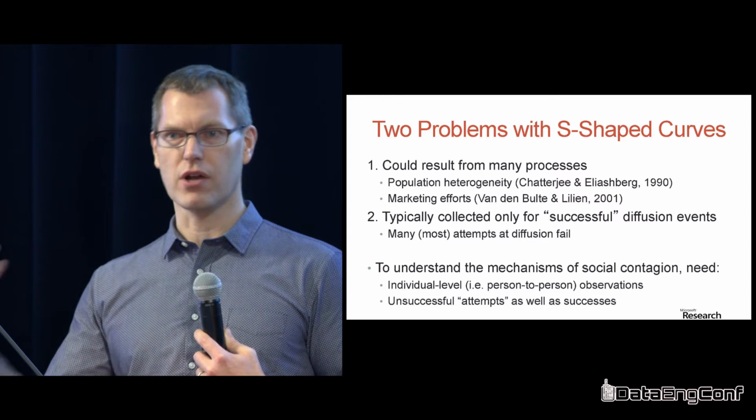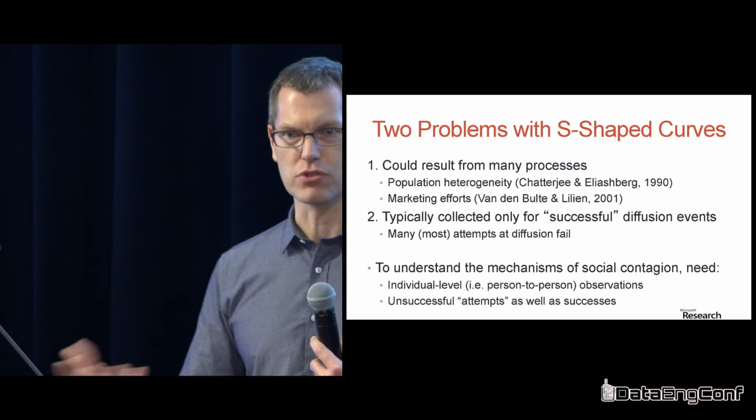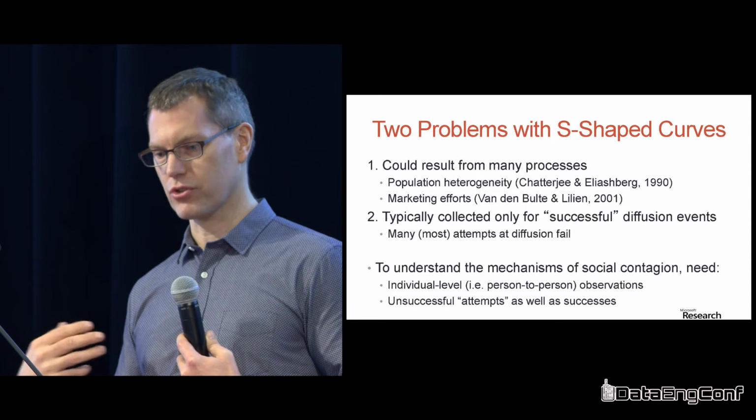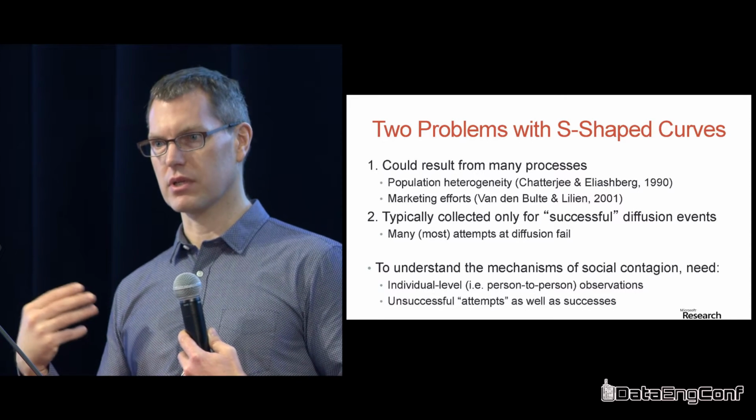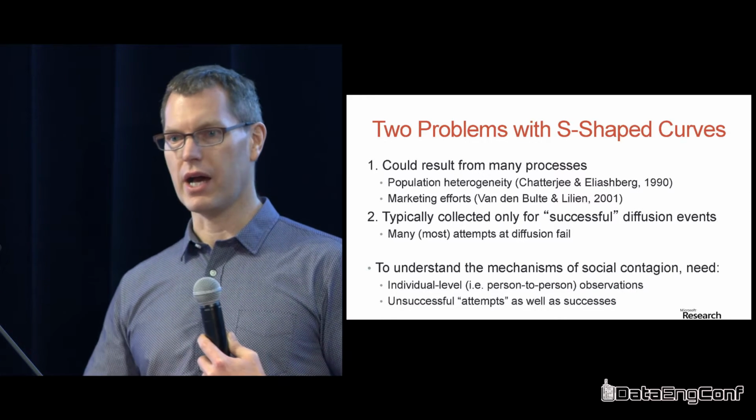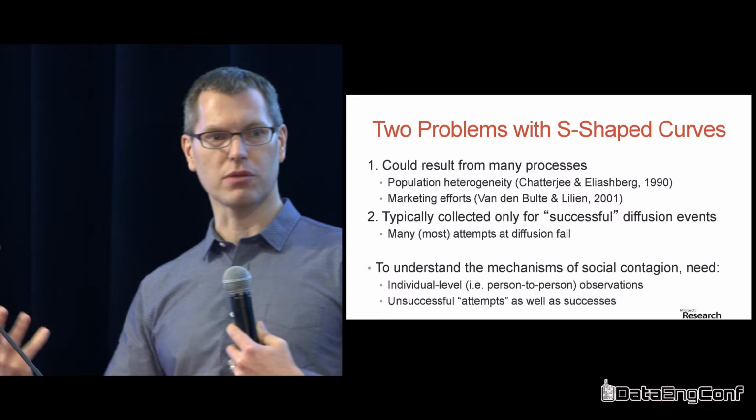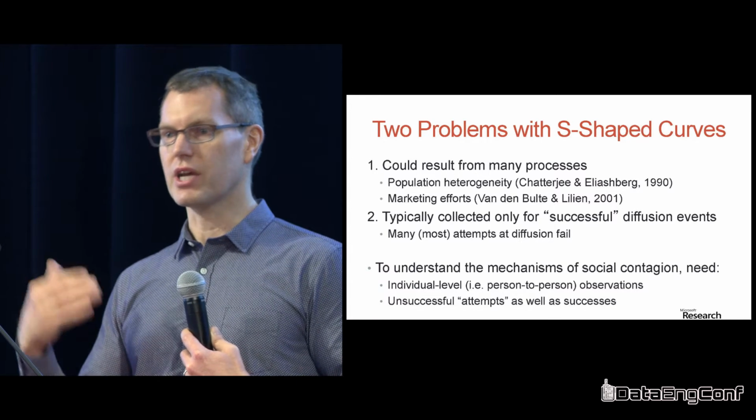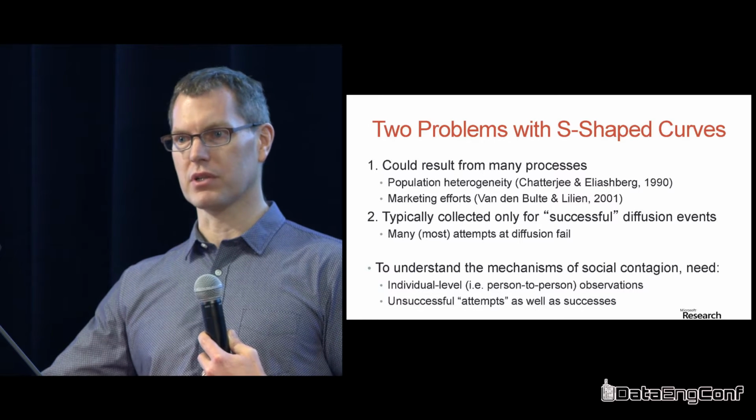And if your model is trying to explain when something diffuses, what causes successful diffusion, you have to be able to study the things that don't diffuse as well. So it's just like if you want to understand what makes certain people successful or what makes certain companies successful, you can't just go and look at successful people and successful companies.